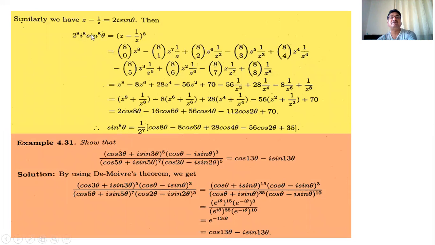Similarly, the second equation, z minus 1 by z is 2i sin theta. Take the 8th power, and we have this term plus minus. The only change is what? The plus minus term.